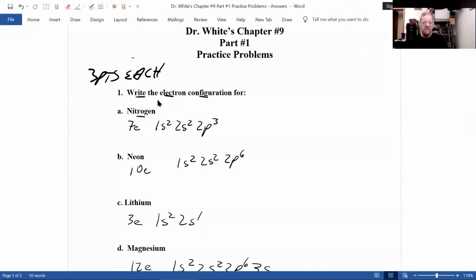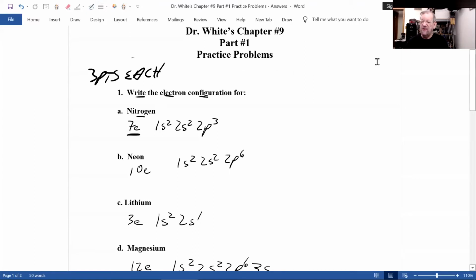Well, what does that mean? That means you're going to show all. And again, electron configuration is for all electrons. So you have to know how many electrons nitrogen has. And you go to the periodic table and you find the atomic number of nitrogen is 7. Therefore, it has 7 electrons.